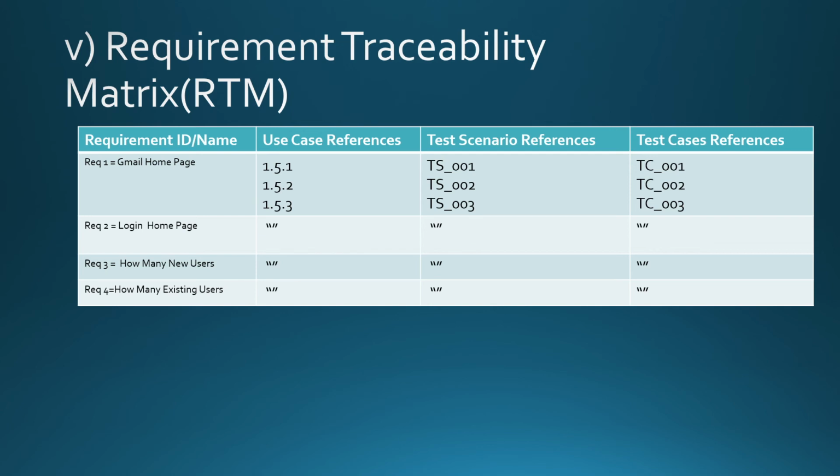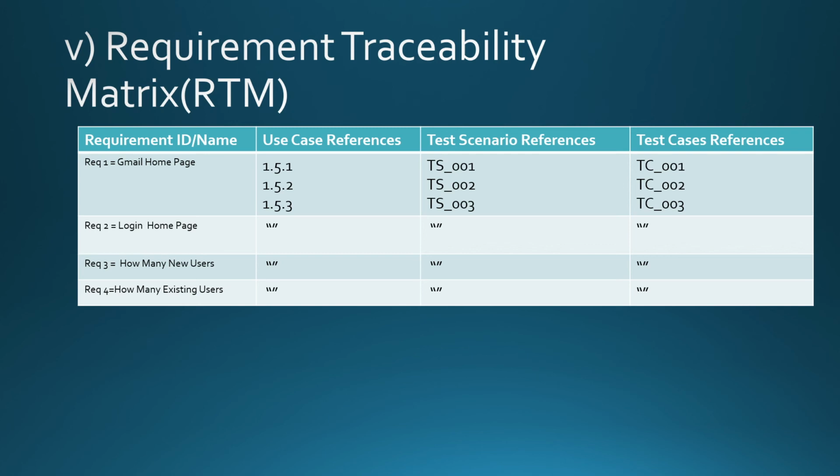What are the advantages of using this requirement traceability matrix? As we can trace requirement-wise, use case reference-wise, testing scenario reference-wise, and test case reference-wise, which will be easily and effectively implemented. With the help of this RTM, we can easily understand and effectively implement all these concepts here.